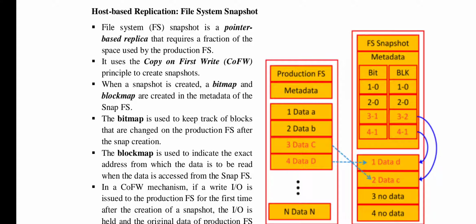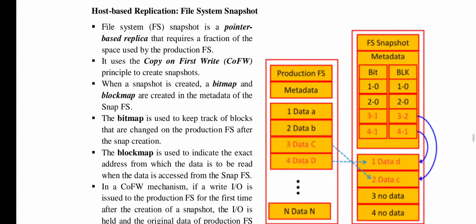Now the next type under host-based replication is file system snapshot. Again, there will be a source and you are creating a replica. That is the key thing that you have to keep in mind. File system snapshot is a pointer-based replica that requires a fraction of the space used by the production file system, and it uses the copy on first write principle to create the snapshots. So when you do the first write, you create a copy. That is a snapshot.